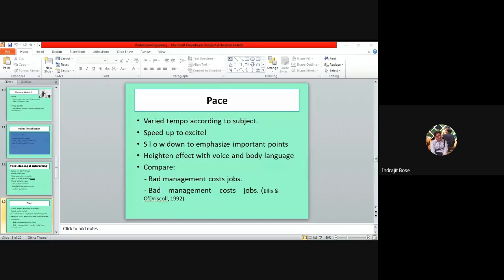Pace meaning? Sneha, tell me, what is pace? Speed of speech, rate of speech, okay? Motion, yes. We can say that it is the speed at which, speed of utterance.